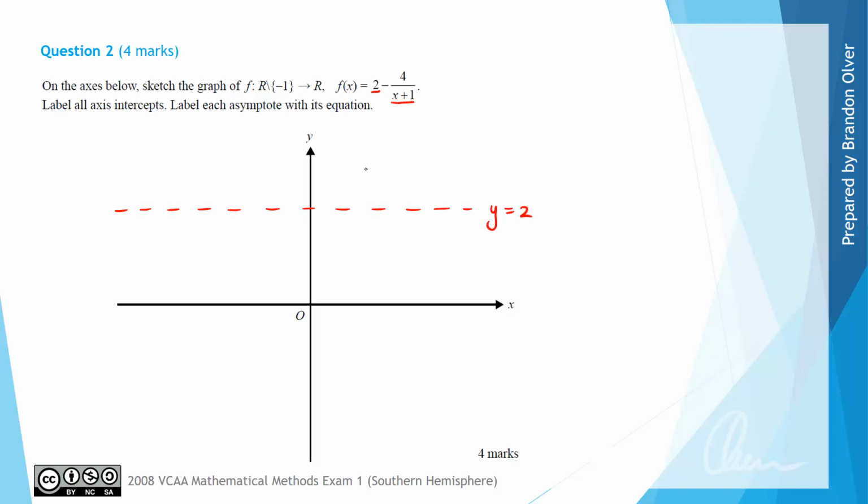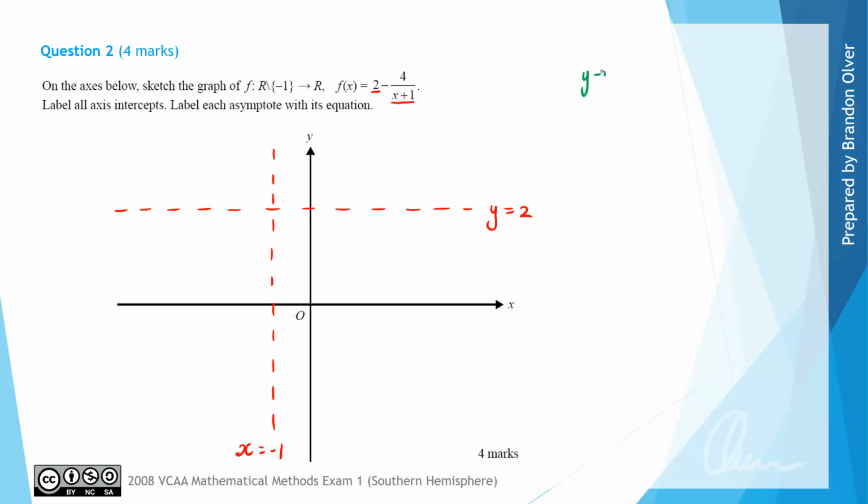The x plus 1 in this position is a translation of 1 unit in the negative x direction, so that means that another asymptote occurs here, and it has the equation of x equals -1. And now what we need to do is work out the axial intercepts.